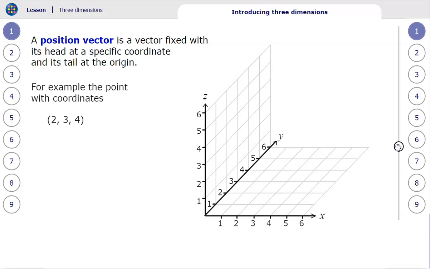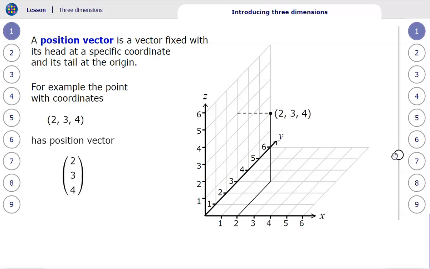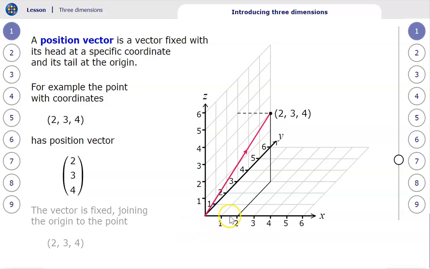So if I have a point that's defined by the coordinates 2, 3, and 4, the position vector is going to be 2 along the horizontal axis, then 3 along the y-axis, and then 4 up, and that gives me my position.